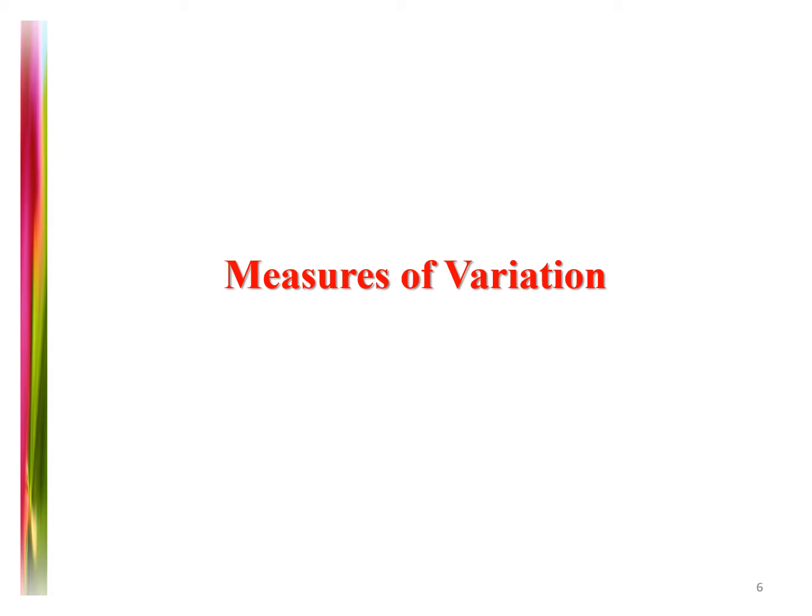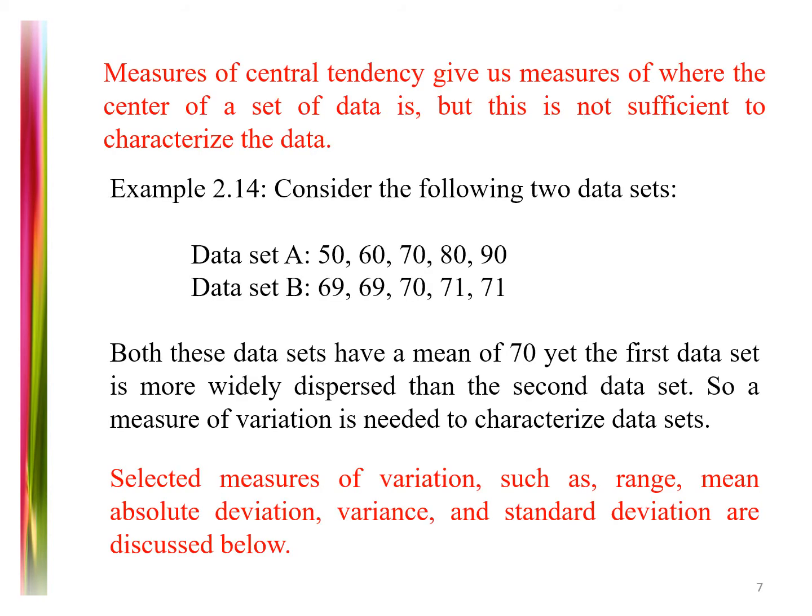All right, so next, methods of variation. We are going to discuss several methods of variation. The first important ones are range, standard deviation and variance calculation. First we'll roughly discuss why we use them. Measures of central tendency tell us where the center of the data is, but this is not sufficient to characterize the data.